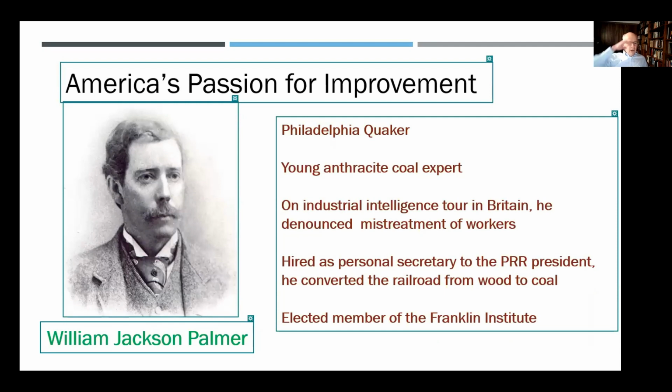Now I want to introduce another man who was a volunteer, became a general, to contrast him with John Quitman, the earlier fellow who did the filibusters, the attack on Cuba, and the governor of Mexico. William Jackson Palmer. He's one of this Philadelphia group. He is the personal assistant to the president of the Pennsylvania Railroad. And he was a Quaker.